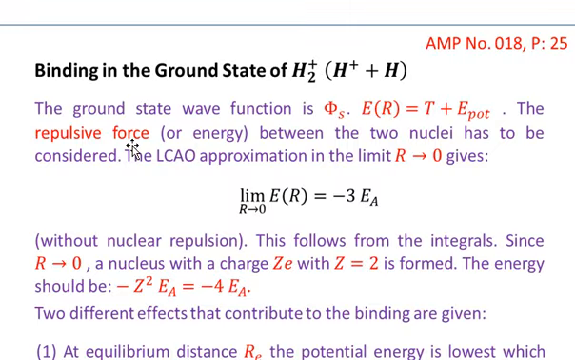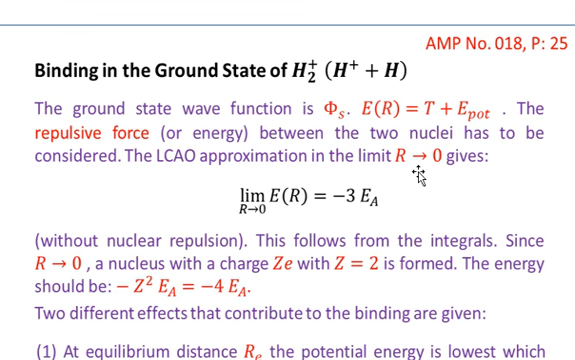The repulsive force or energy between the two nuclei has to be considered. You know that since the two nuclei are present, nucleus A and nucleus B, we have to also incorporate the repulsive force or the repulsive energy between the two nuclei if we want to produce a realistic solution. The LCAO approximation in the limit that R goes to 0 gives... R goes to 0 means that the two nuclei are approaching each other, and the separation between the two nuclei is diminishingly small.